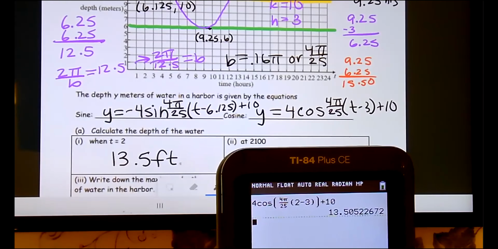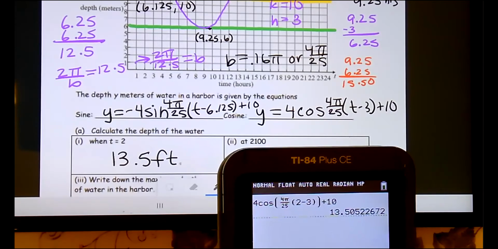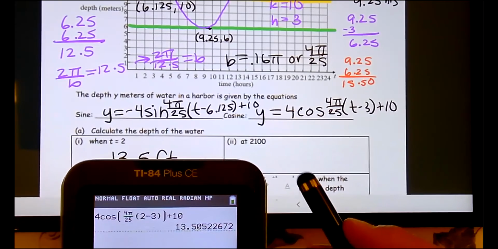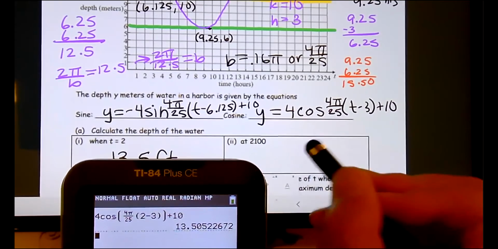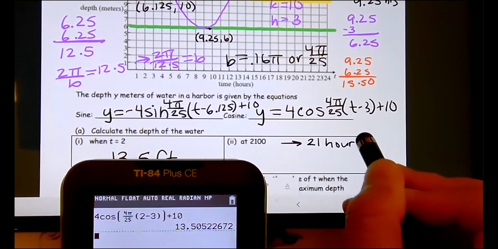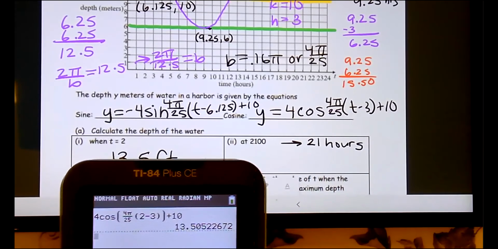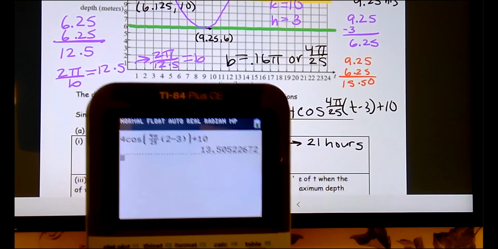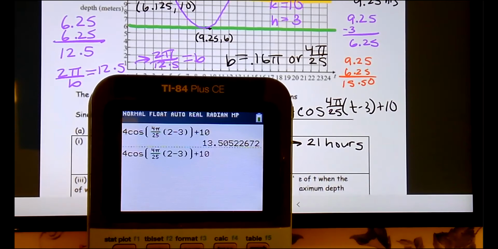I'm going to do the same thing, but now I'm going to enter in 2,100. Just to clarify, this is not really 2,100, this is 2,100 hours. So what this means is we're 21 hours after midnight. So I'm going to put a 21 in here. I'm just going to re-enter this, and I want a 21.